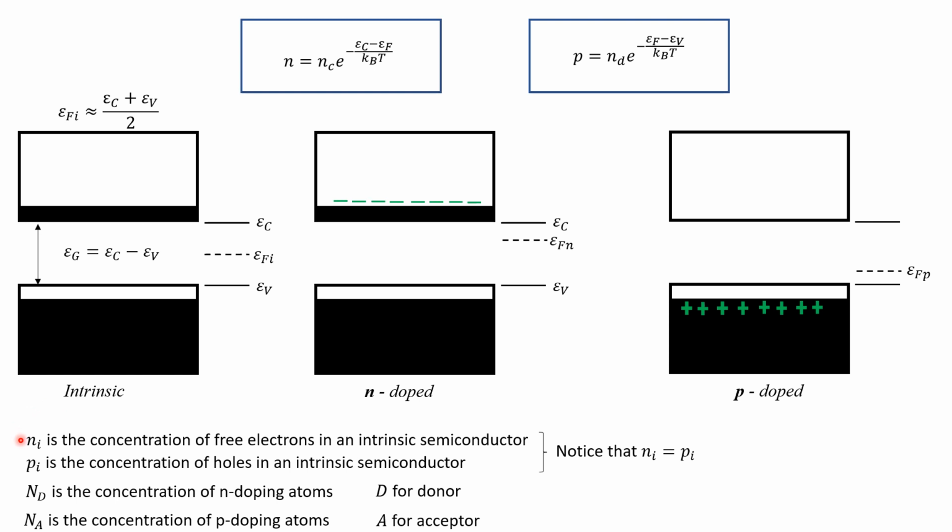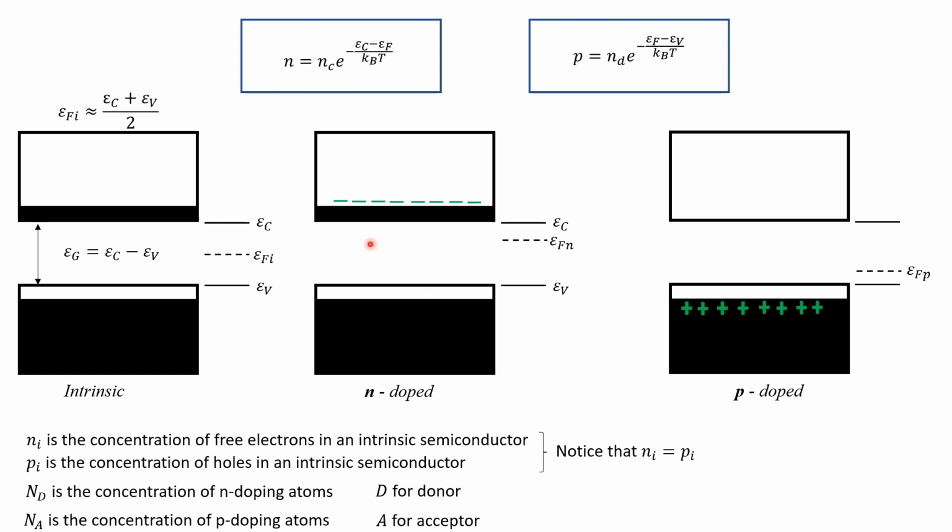We're going to use Ni and Pi to denote the concentration of free electrons and holes in intrinsic semiconductors. So I for intrinsic. And of course, these concentrations are equal because we're talking about intrinsic semiconductors. We could in principle use only one symbol, either Ni or Pi, but I prefer to keep both because then we can emphasize whether we're talking about free electrons or holes.